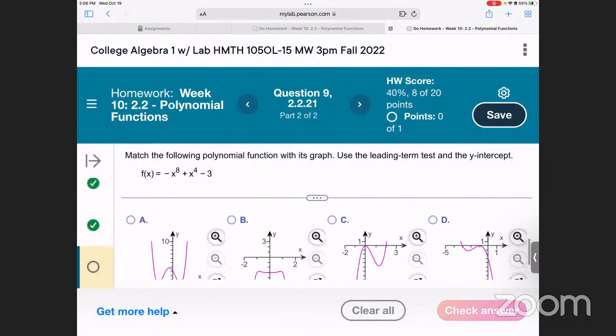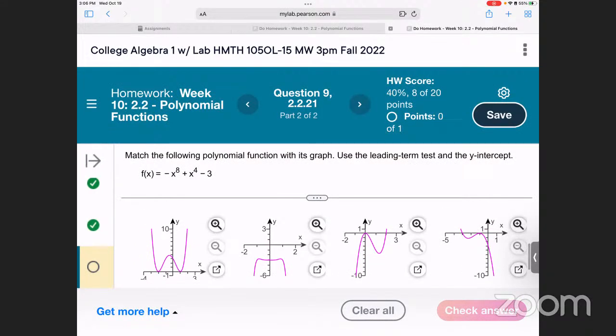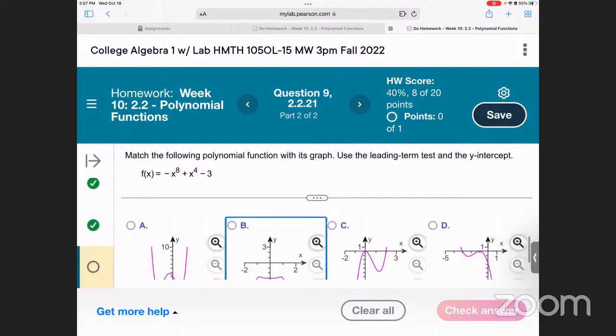And then if we use the leading term test, the leading term is going to be that -x to the power of 8. So that means the leading coefficient is negative, which means our graph falls to the right. So it's either B or it's C. But because the degree of the polynomial is 8, which is even, that means the other side does the exact same thing. So it has to be B. That's the only one that falls to the right and falls to the left.